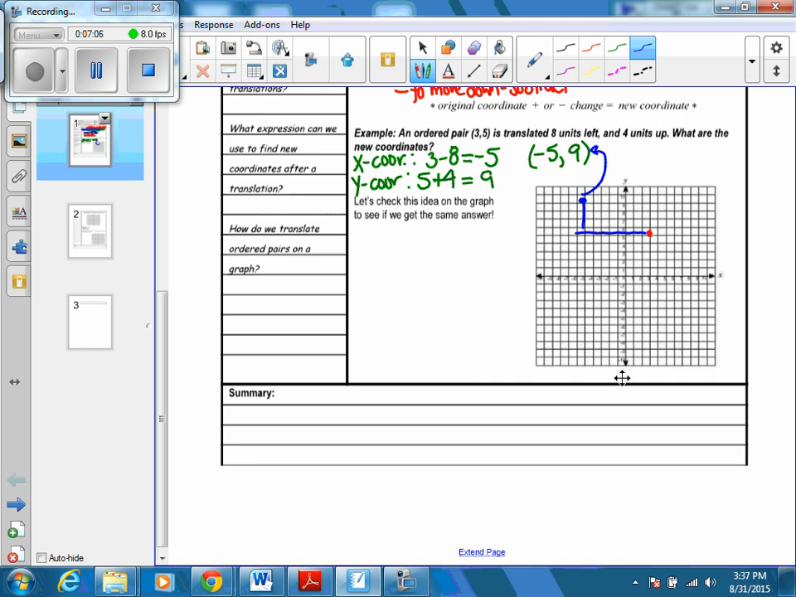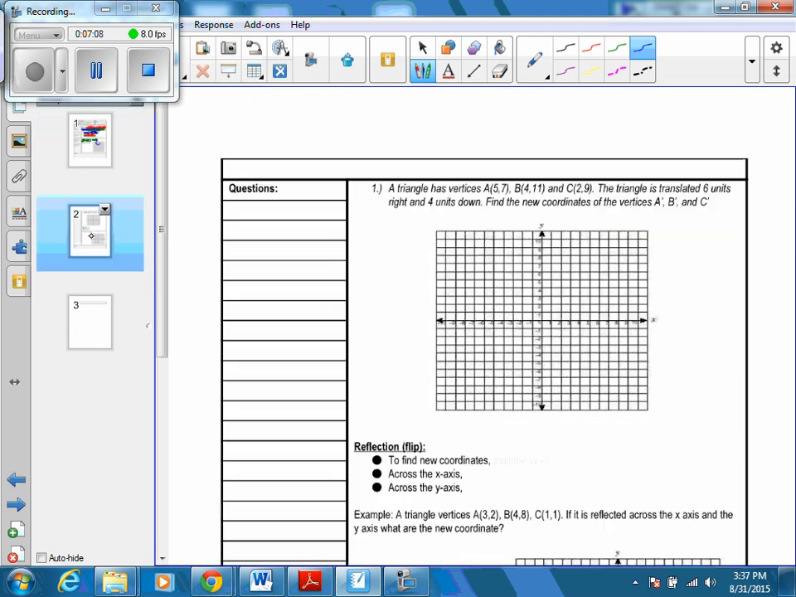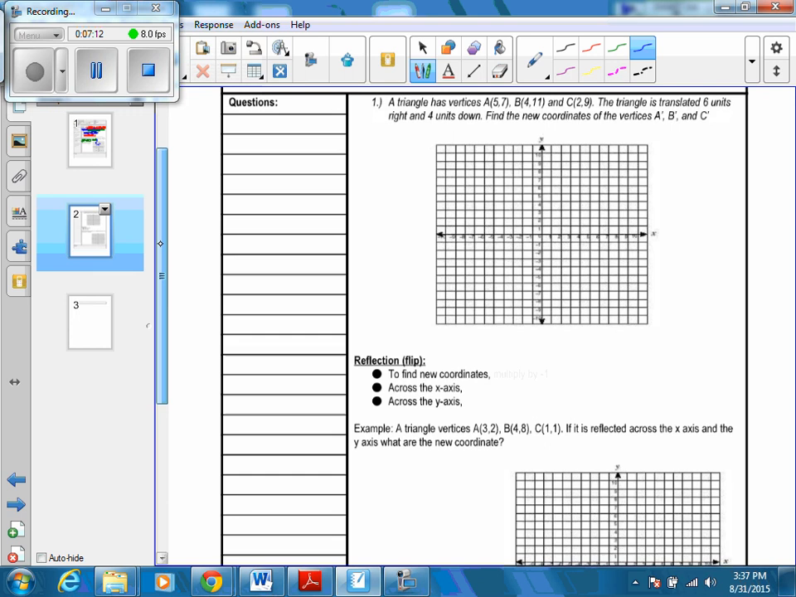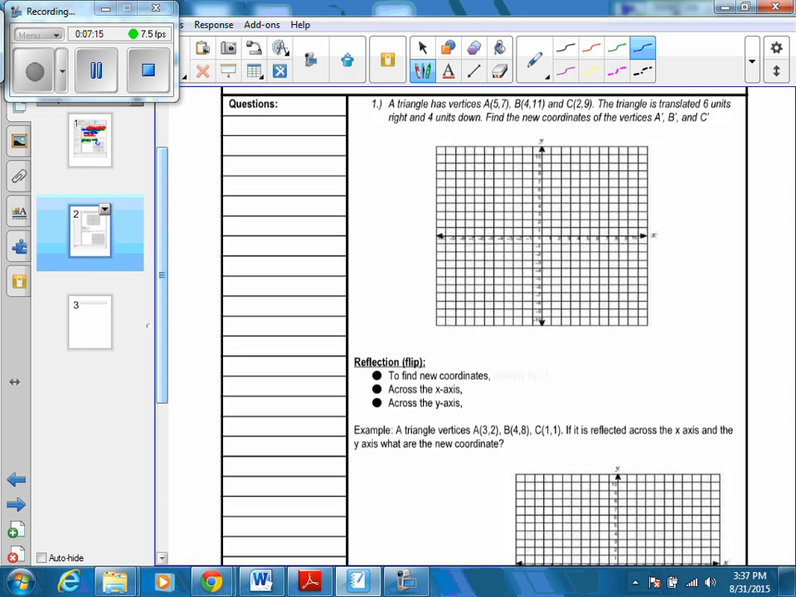Okay, so let's keep moving. Let's look at the second page. All right, the second page is more examples. So it says a triangle has vertices A, B, and C, and it says the triangle is translated.